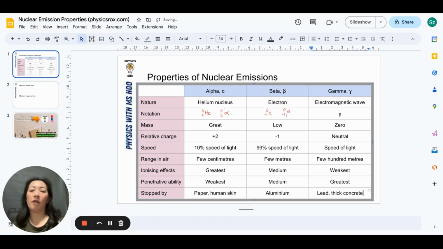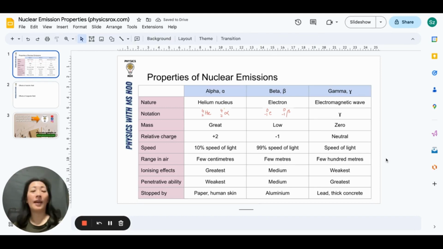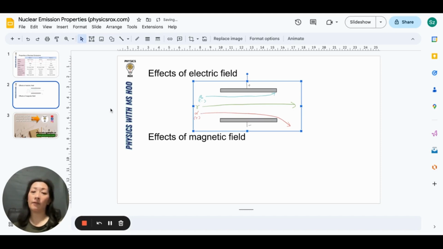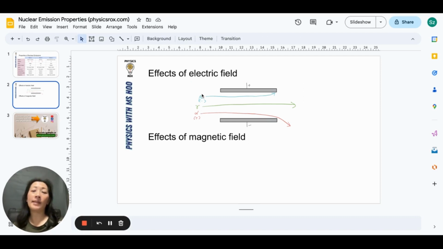And next, we also have to recall the deflection of alpha, beta, and gamma in electrical and magnetic fields. Now, remember that because alpha is positively charged, it will deflect towards the negative plate, while beta, because it's negatively charged, will deflect towards the positive plate. Beta will deflect at a greater angle compared to alpha because of its lower mass. Gamma doesn't carry any charge, hence there's no deflection.